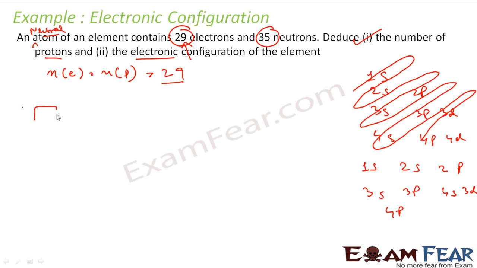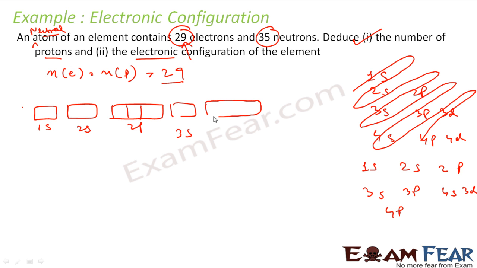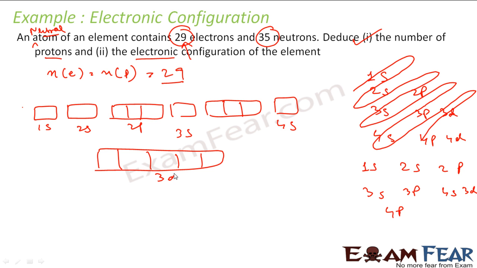So this will be 1s, then 2s, then 2p, then 3s, then 3p, then 4s, then 3d, right? D will have how many? 5 orbitals, 10 electrons in 3d. Then I have 4p. So let me fill the electrons. There are 29 electrons. 1, 2, 3, 4, 5, 6, 7.